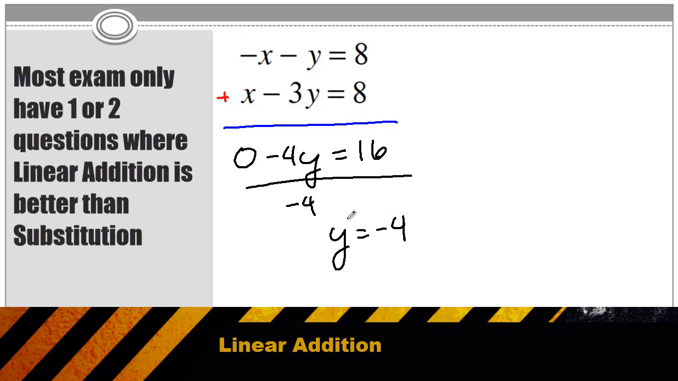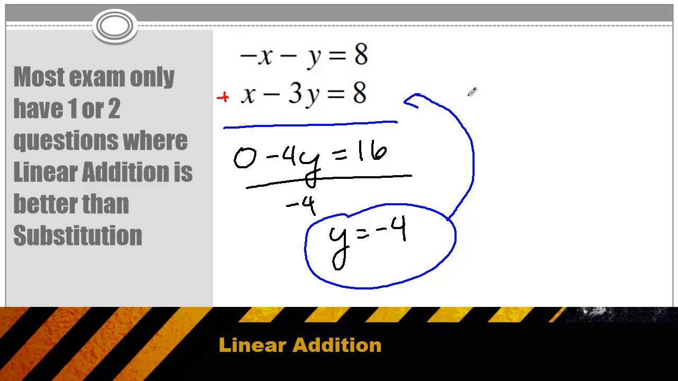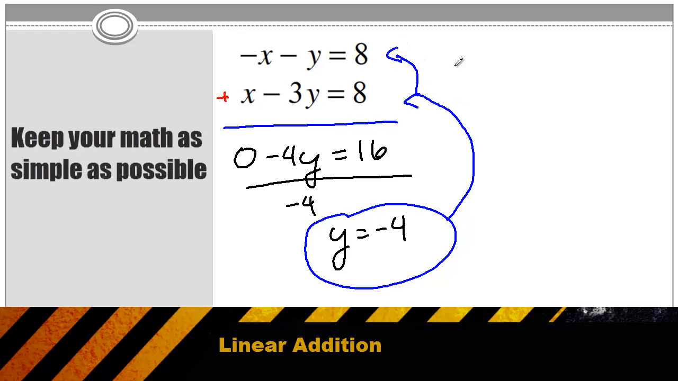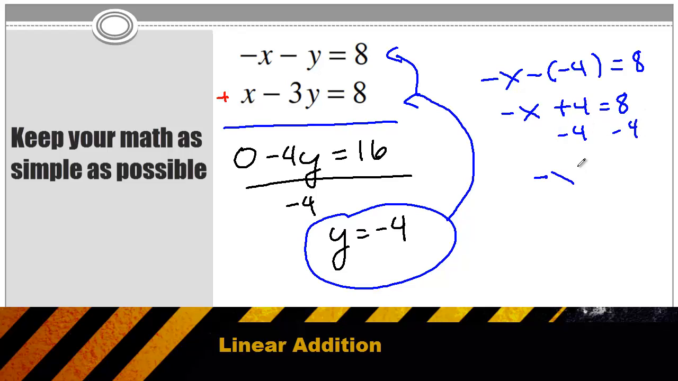And as before, the last step is to plug in my answer that I got for y into a previous equation. Again, I'm just choosing the simplest one I can find. So I will use the top equation. In this case, I get negative x minus a negative 4 is equal to 8, or negative x plus 4 is equal to 8. Subtract 4 from both sides, and I get negative x is equal to 4, or x is equal to negative 4.